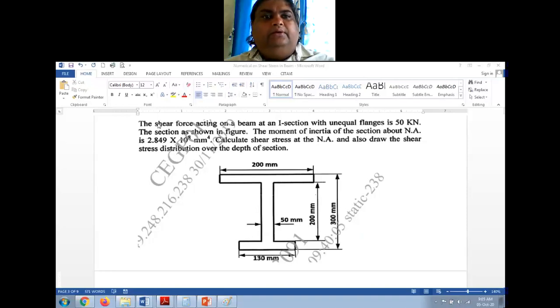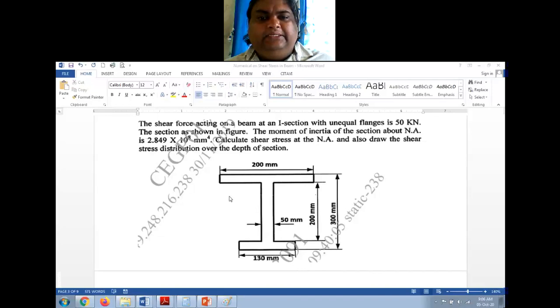Right. The shear force acting on a beam at an I section with unequal flanges is 50 kilonewton. The section, as shown in figure, the moment of inertia of the section about neutral axis is 2.849 into 10 raised to 8 mm raised to 4. Calculate shear stress at the neutral axis and also draw the shear stress distribution over the depth of section. Right? So this is the cross section that is given.